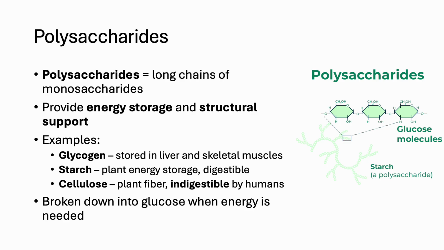In your diet, we also consume starch and cellulose from plants. Starch is digestible and provides a major energy source. Cellulose, on the other hand, cannot be digested by human enzymes. It plays an important role as dietary fiber, helping maintain bowel health and regularity.